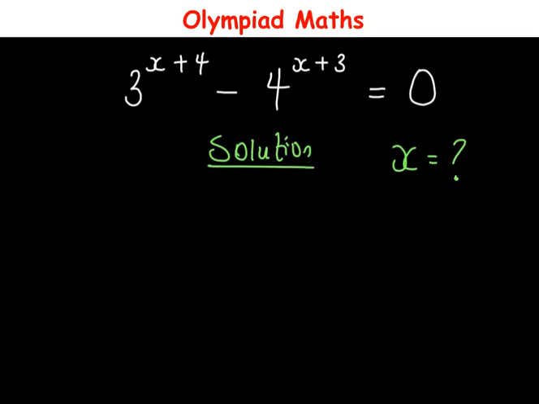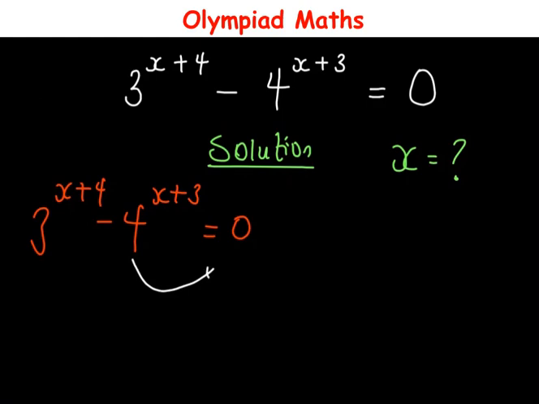Solution: the question is 3 raised to power x plus 4 minus 4 raised to power x plus 3 equals 0. So first, move this over to this side of the equation. This becomes 3 raised to power x plus 4 equals 4 raised to power x plus 3.